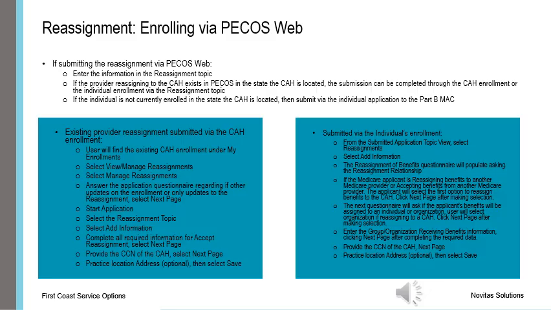The next questionnaire will ask if the applicant's benefits will be assigned to the individual or organization. User will select Organization if reassigning to the CAH. Click Next Page after making selection. Enter the group, organization receiving benefits information, clicking Next Page after completing the required data. Provide the CCN of the critical access hospital. Next page. Practice location address, optional, then select Save.